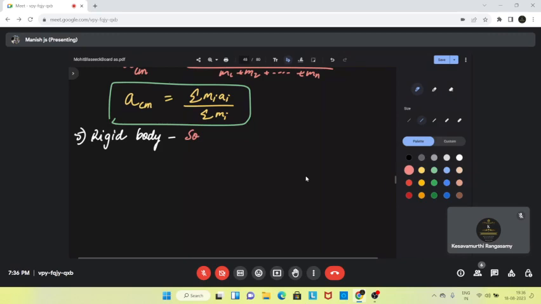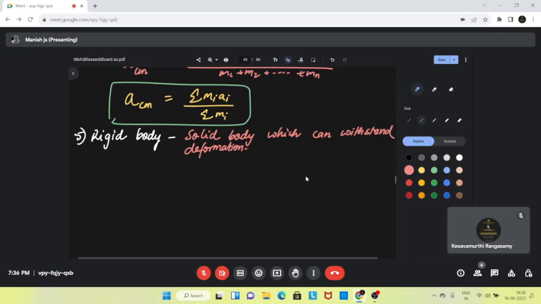which can withstand deformation. Such bodies we call rigid bodies. So any solid body that can withstand deformation to an extent, you can call a rigid body.